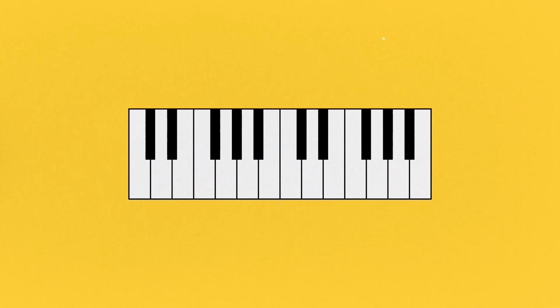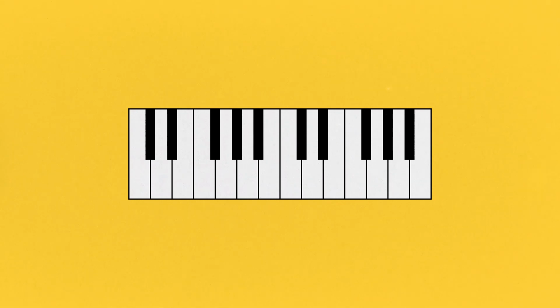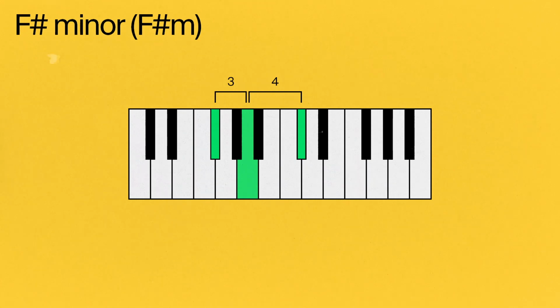To get a minor chord, you just flip these intervals around and first move 3 semitones and then 4 semitones. This means that the root and the 5th stay the same while the 3rd gets lowered by 1 semitone. And this is now a C minor chord with the notes C, D sharp or E flat, and G. These intervals can also be moved around to get any minor chord like A minor, F sharp minor, and D minor.